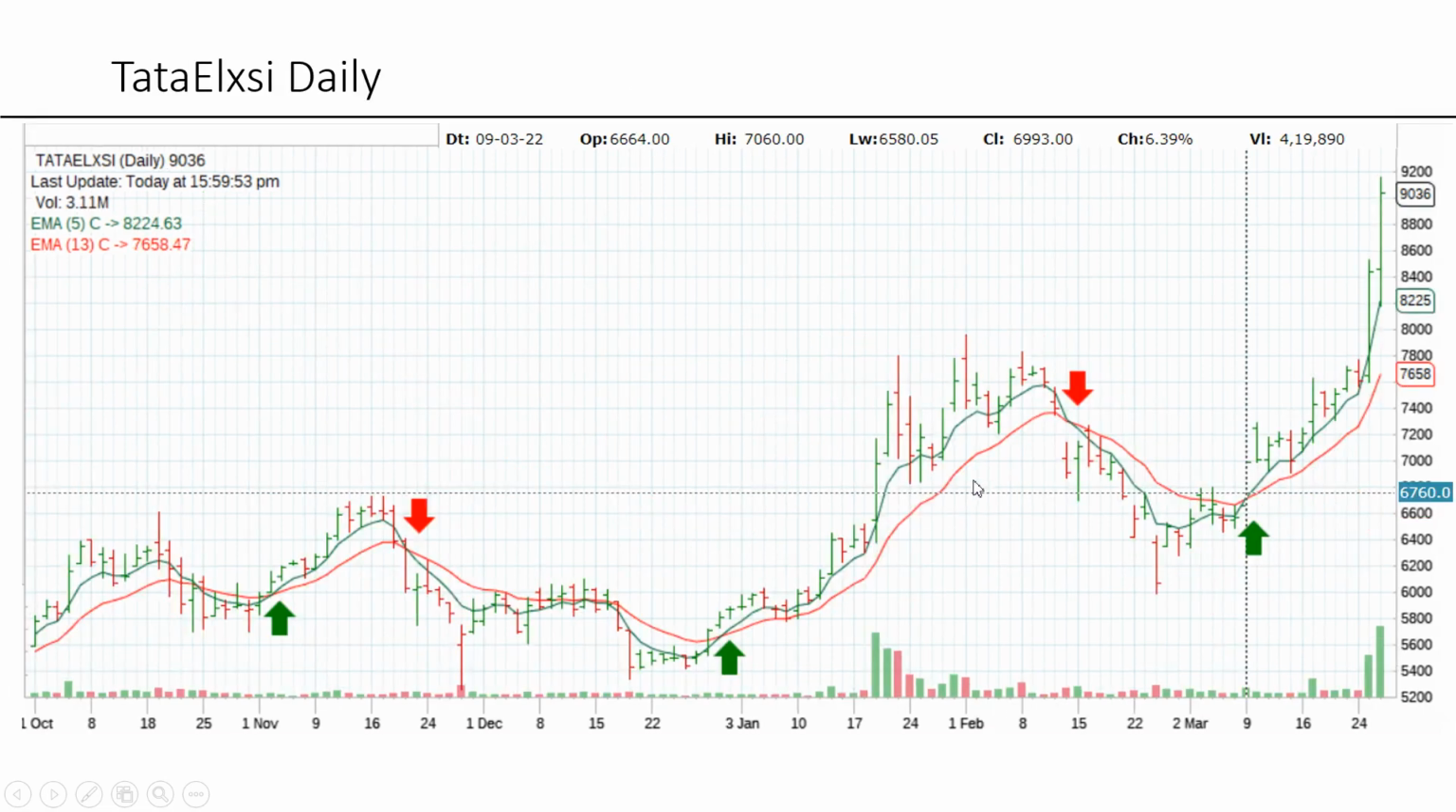We'll take another example of Tata LXI on daily chart. Three buy signals. Each buy signal has given more than 10 to 20% return. Here the return is from 6,700 all the way till 9,000, so roughly 30-35% return. Same way on the sell side, good enough return on both the sell side.